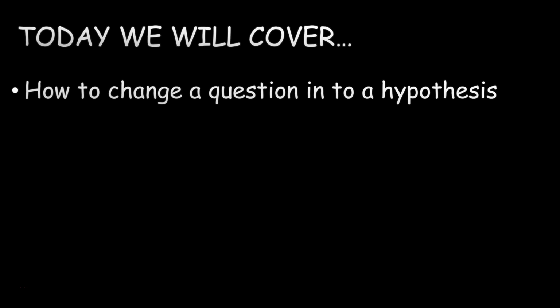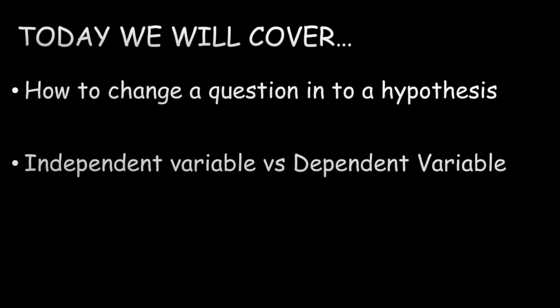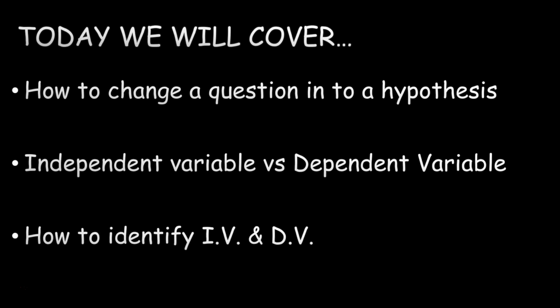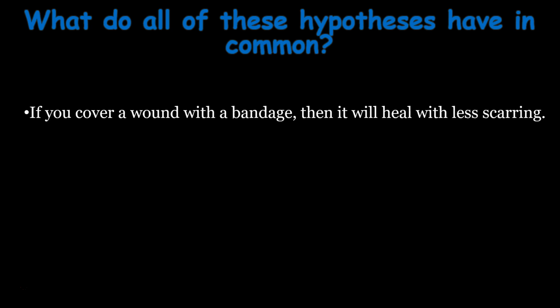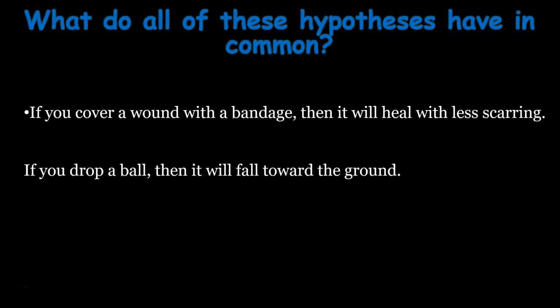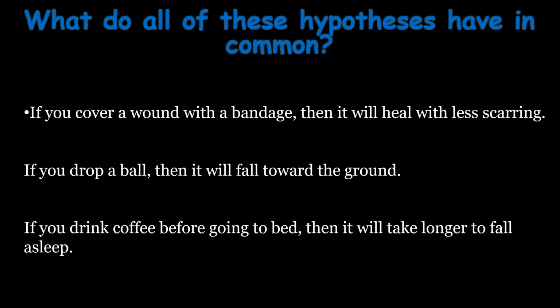So first, we're going to go over how do we change a question into a hypothesis, the independent and dependent variable, and how do we identify the independent and dependent variables in the hypothesis. Okay. So first, take a look at each of these hypotheses and tell me, what do they all have in common? If you cover a wound with a bandage, then it will heal with less scarring. If you drop a ball, then it'll fall towards the ground. If you drink coffee before going to bed, then it'll take longer to fall asleep. What do those three hypotheses have in common?